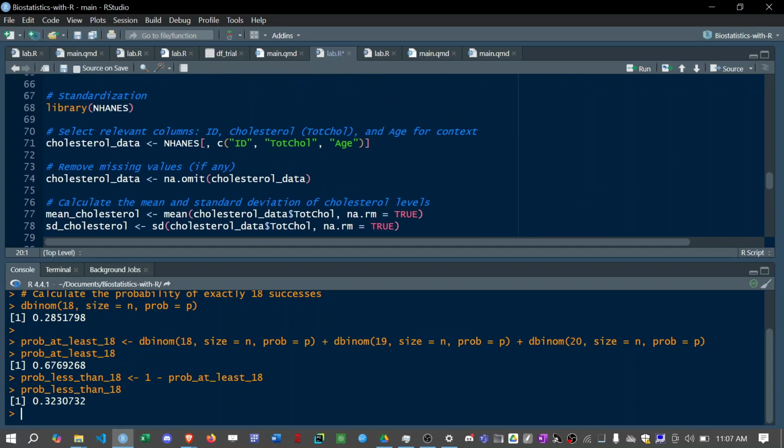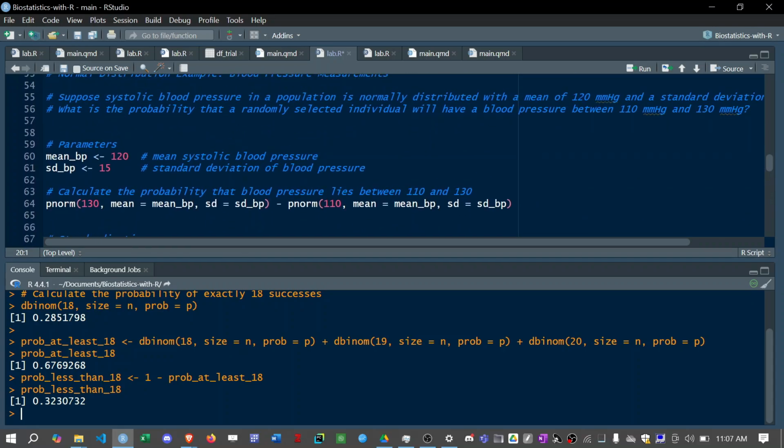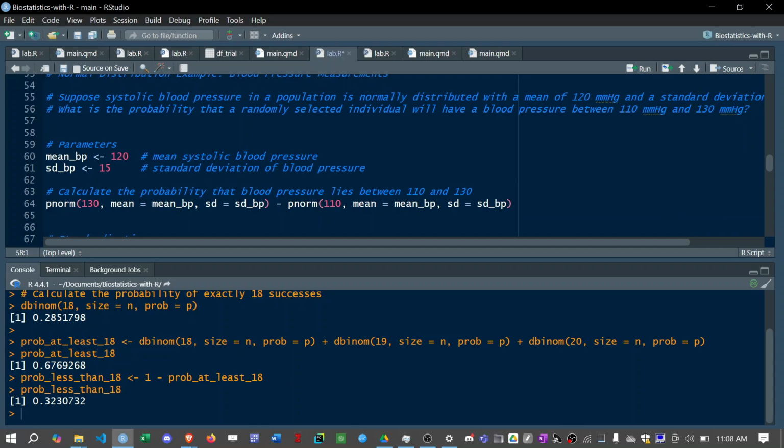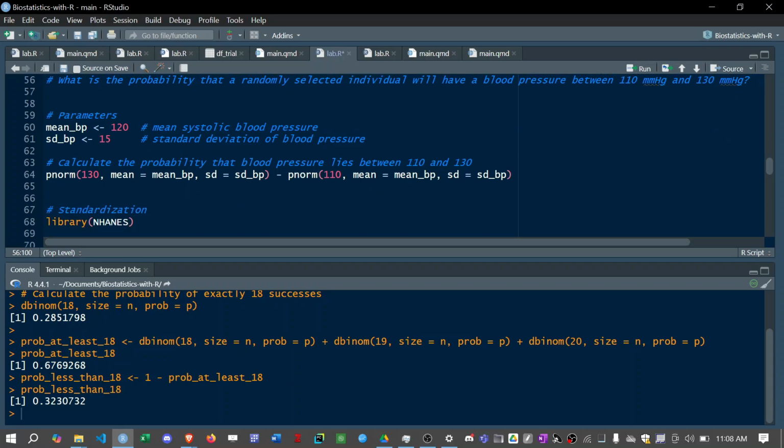So now back to our normal distribution. You have to calculate the probability that a randomly selected individual's blood pressure will fall between this particular range. First of all, we are told that the mean is 120 mmHg, millimeters of mercury, and the standard deviation of the blood pressure is 15. For us to find the probability of this particular interval, we need to find the probability of 110 first, and then the probability of 130.